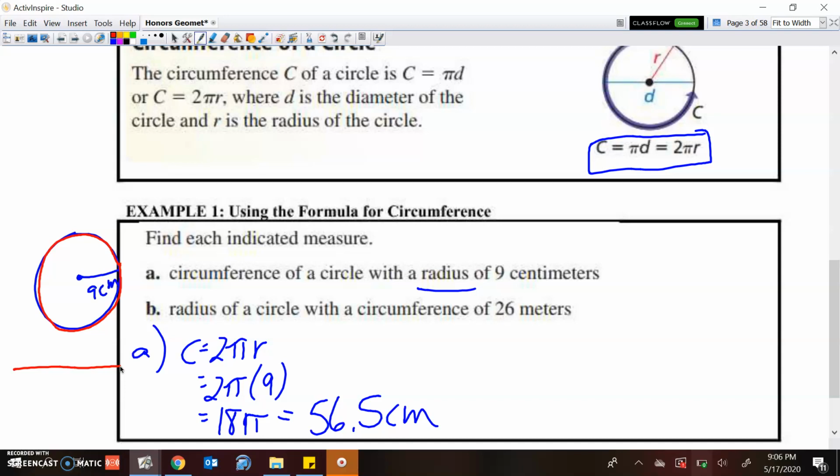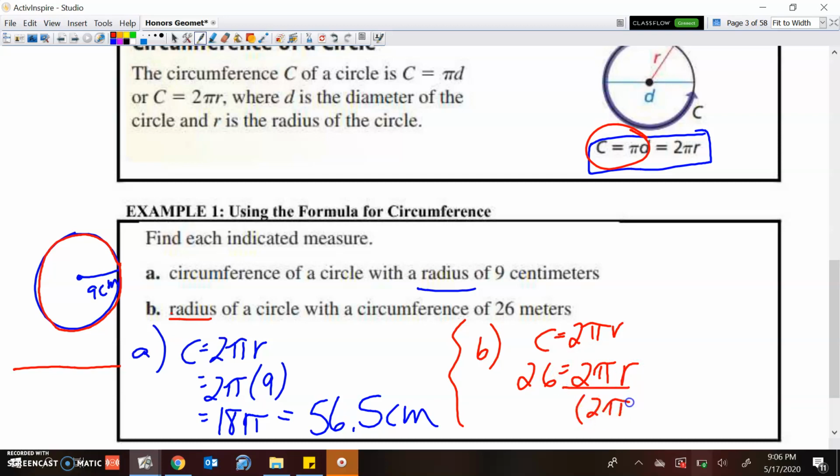All right. Now part B. This one says find the radius of a circle, this is what they want us to find, with a circumference of 26 meters. So again, since they're involving radius, it's easiest to use 2 pi r. You could use the version pi times diameter, but I would prefer just to use the one that already has radius as a variable. Now they give us the circumference as 26. I don't know the radius, so I'm going to leave that as r. So when I divide this side, I'm going to divide by 2 pi.